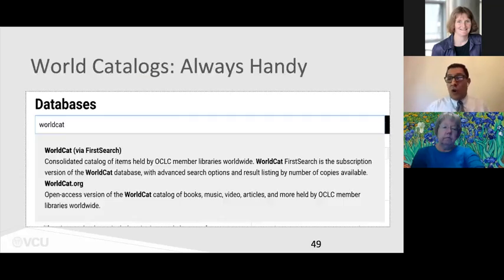World catalogs always come in very handy. We have available at VCU two major, and I mean it, world catalogs, okay? It's not only about specific scholarly databases, but also about world catalogs. Never dismiss the value of a great world catalog. The contents are huge, and we have two interfaces for accessing, for example, WorldCat, one of the biggest and most important world catalogs. It never hurts to look into world catalogs.